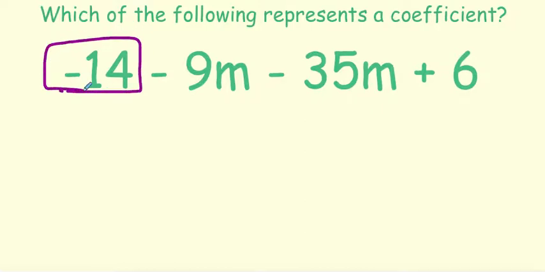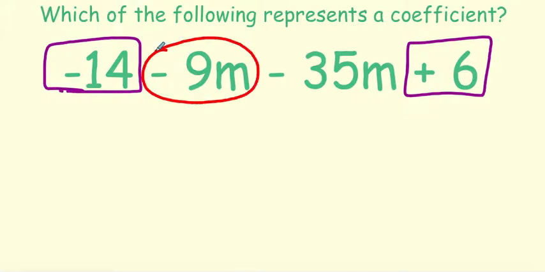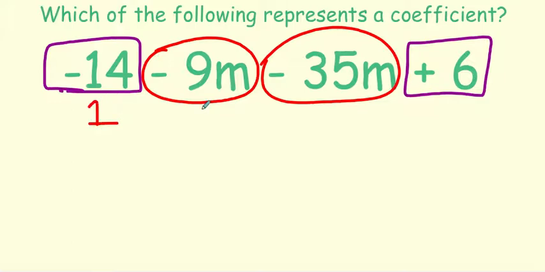Negative 14 would be grouped together with a positive 6. Those would be grouped together because they do not have variables tied to them. I would then group together this -9 and the -35m because they both have m's. Now I know there are 4 terms: 1, 2, 3, 4, because the terms are separated by positive and negative signs.